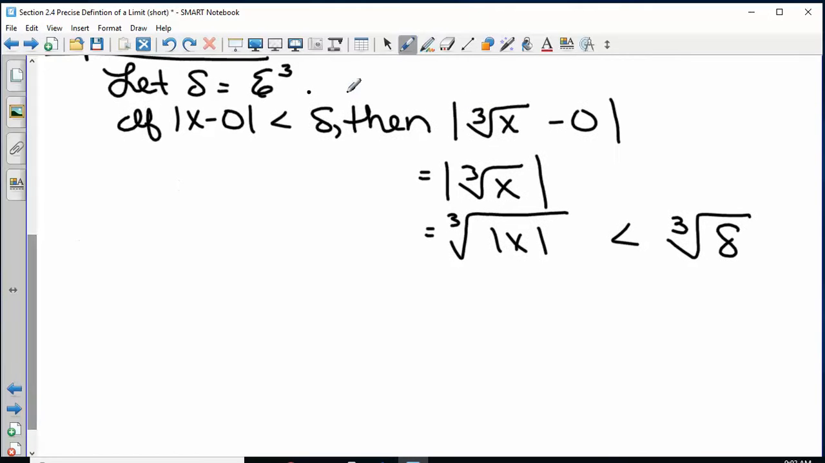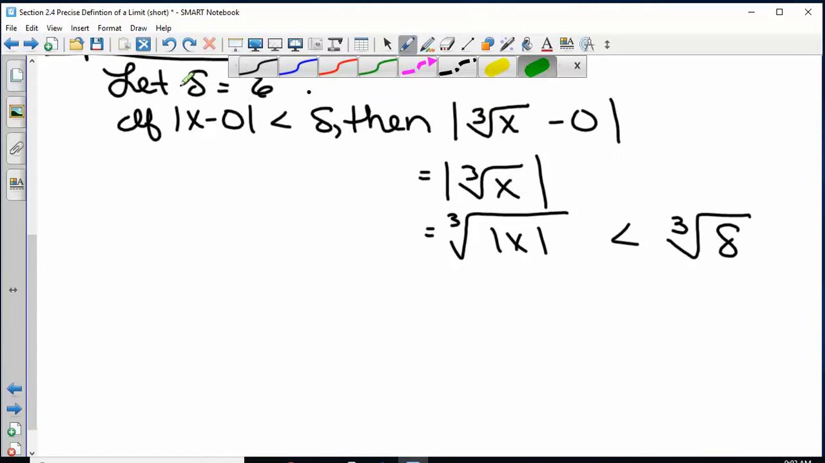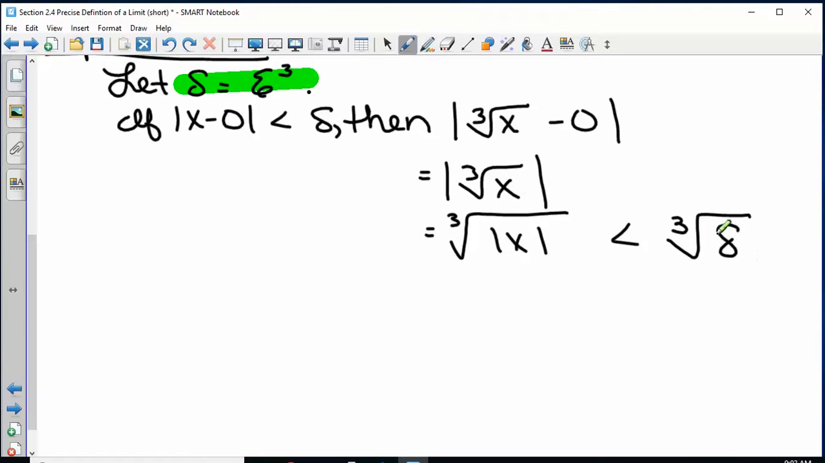But we said delta equals epsilon cubed, so I'm going to replace my delta with an epsilon cubed. So that equals the cube root of epsilon cubed, which is epsilon. So we got our less than, we got our epsilon. We're done. So we have proven this limit.